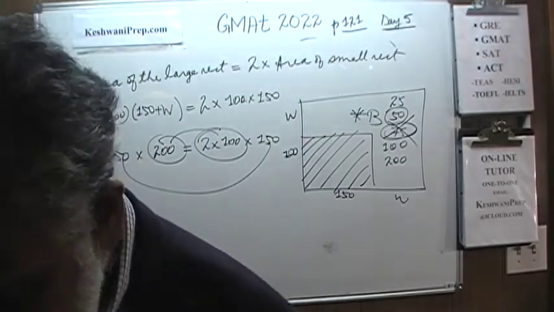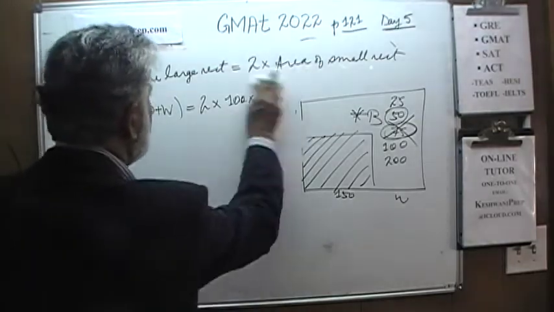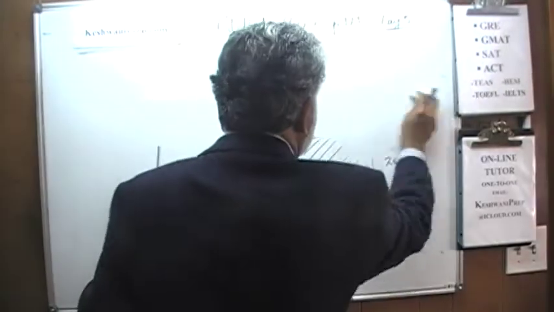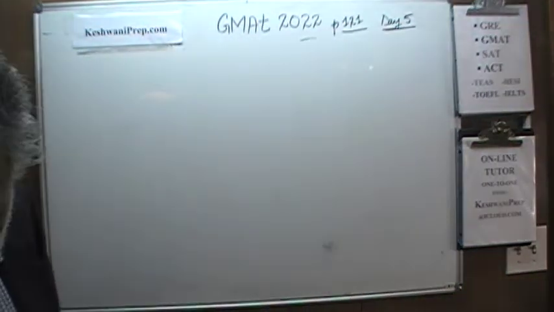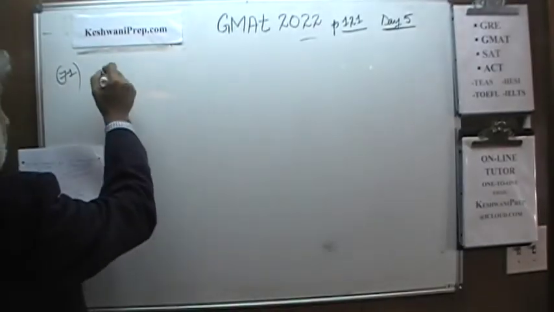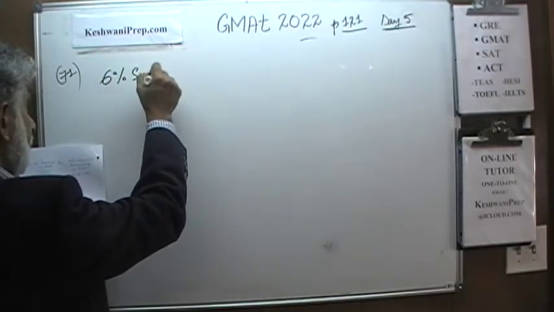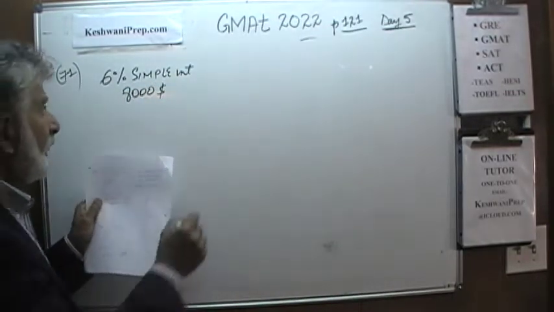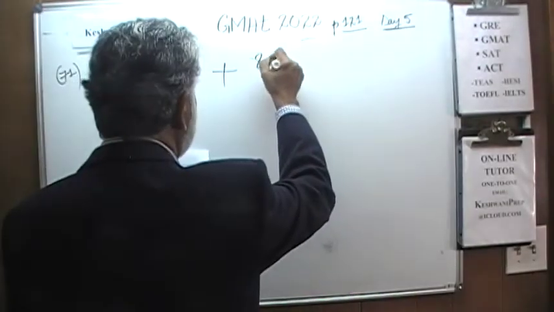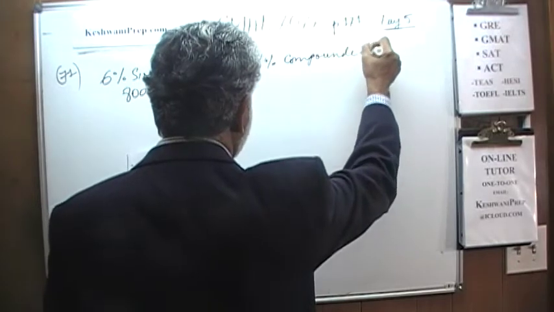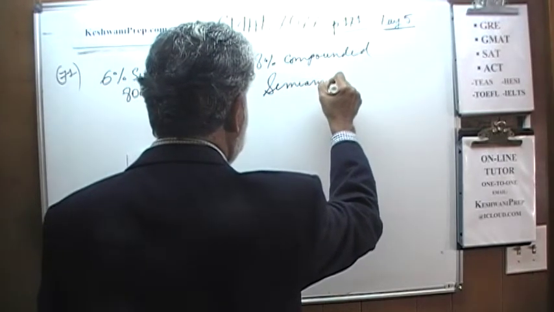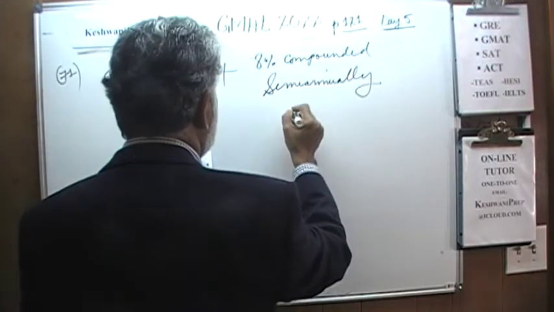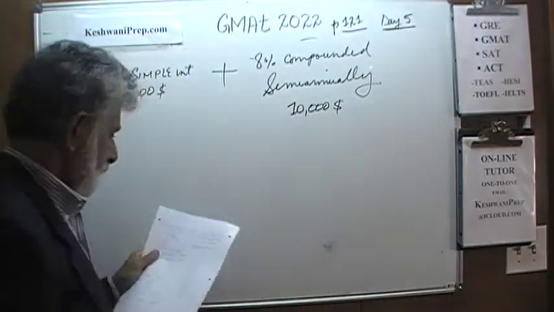Let's look at 71. 1971. We are dealing with interest rate, both simple interest rate and compounded interest rate. We're told that we can make two investments. One investment is a 6% simple interest rate on $8,000. We're going to invest $8,000, and on the other instrument, we're going to get 8% compounded semi-annually on 10,000, and our job is to figure out what is the total amount of interest that we're going to earn.